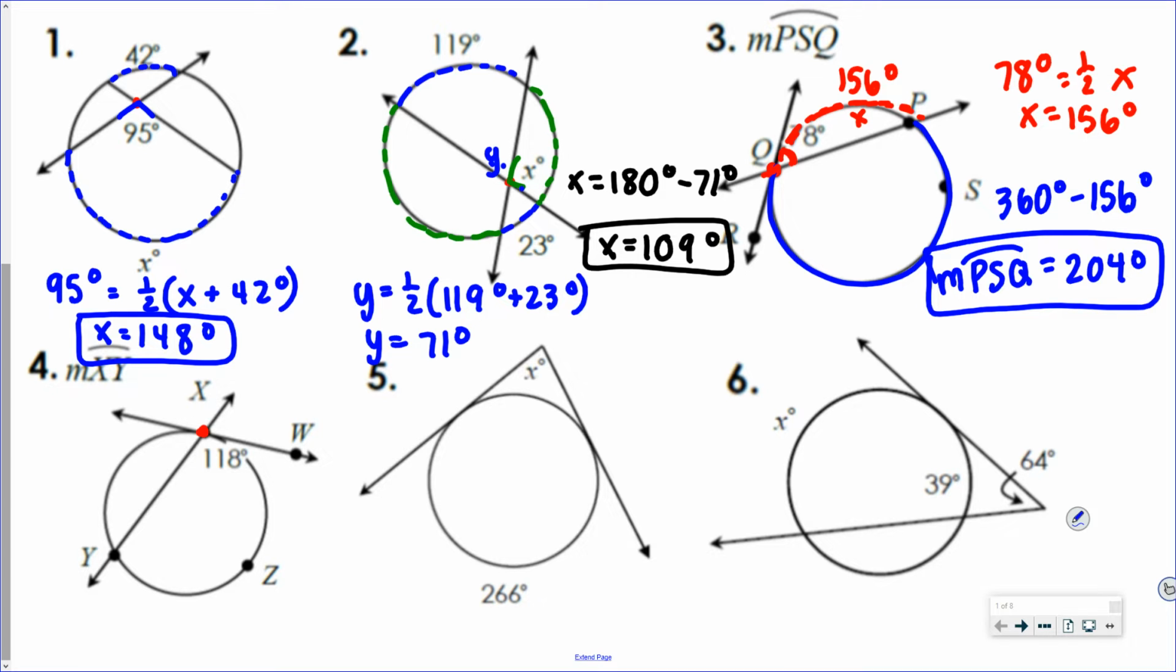Another way you could do this, and I'm curious if anyone did it this way, is you could find this angle since they're supplementary of each other, and then just double that. Did anybody do that? Got a couple people last hour who did that. Okay, that would work too. Did you also get 204? Yeah, that works.